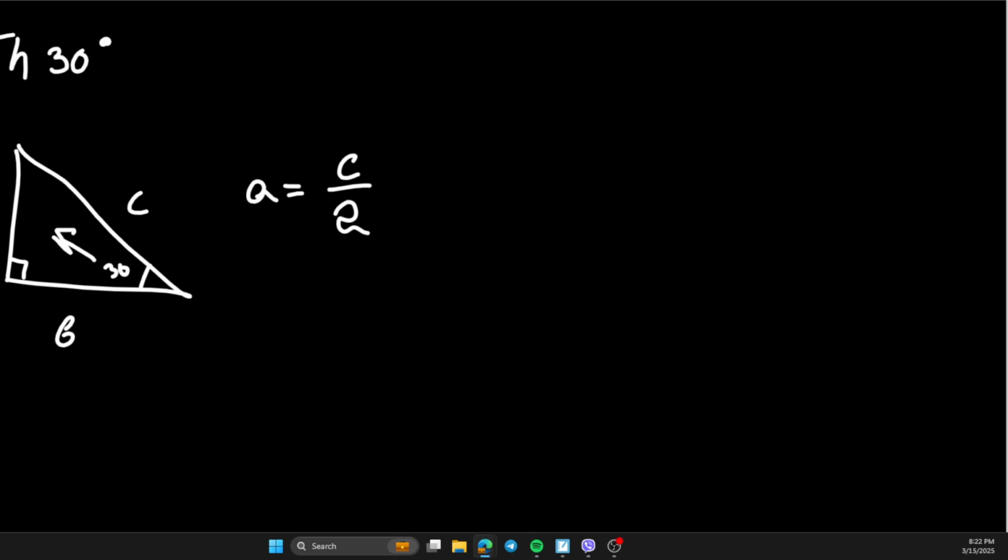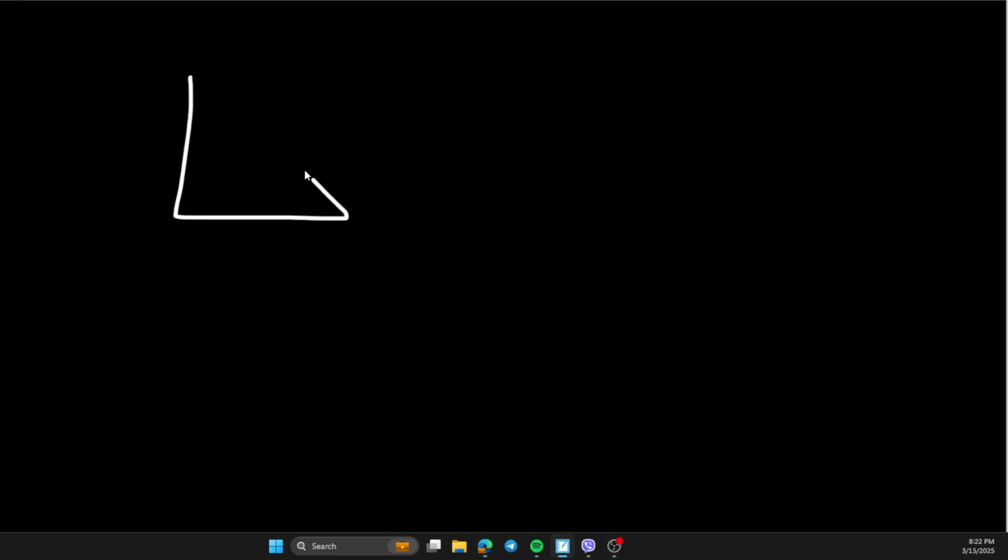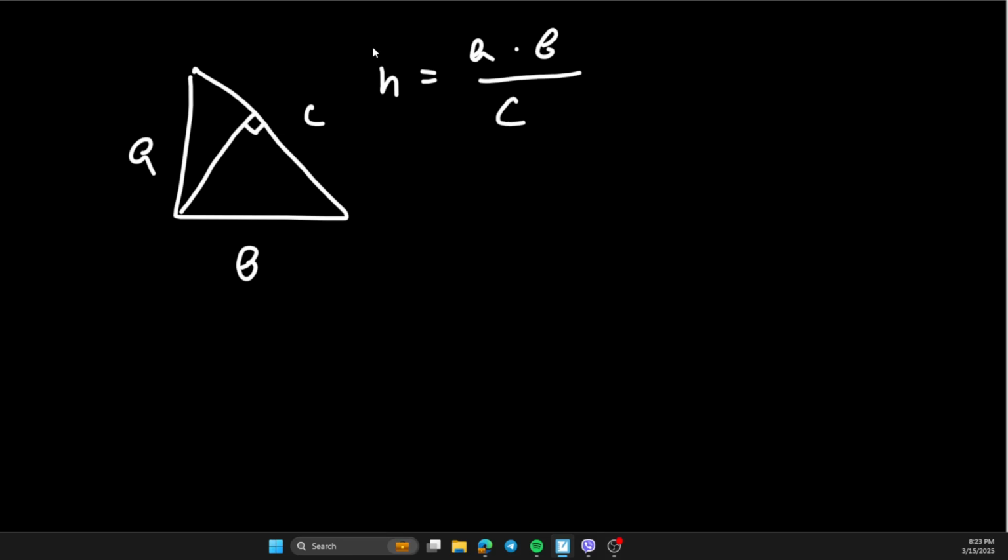So about the height, you have a right triangle. You take the height of it like this, right? So A, B, and C. The height is going to be the first leg times the second leg over the hypotenuse. All right, use the theorem of the height. But I'm not sure, let me double check it.